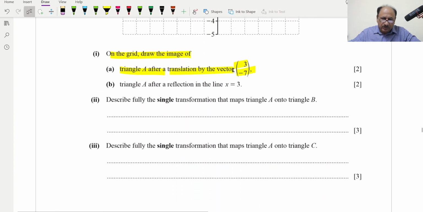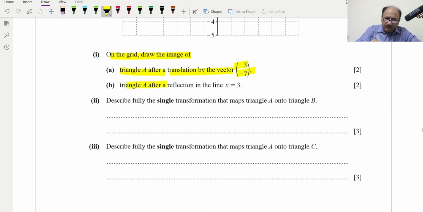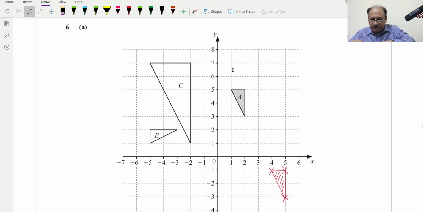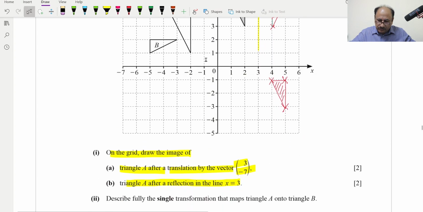After this, the triangle A after a reflection in the line x equals 3. So the line x equals 3 is this one. If I draw, this is basically the line of reflection. Now we can draw the triangle. We will put marks first, and this will be the reflection of this triangle A, and we can draw this triangle. This is the reflection of A.